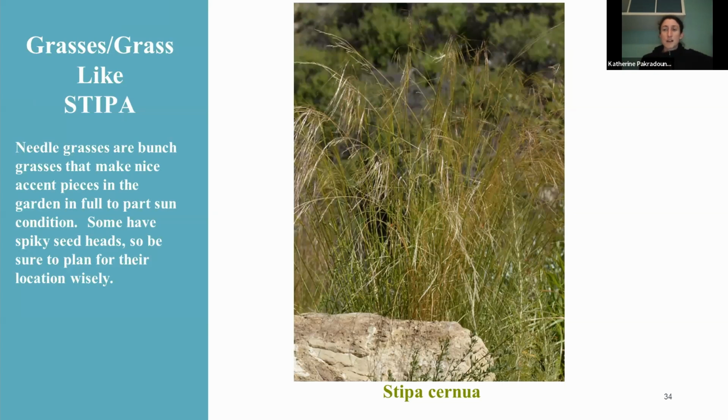And really high wildlife value. Bunch grasses are very superior to many other species at carbon sequestration. They actually hold so much carbon in their root mass, and they have really, really extensive roots.